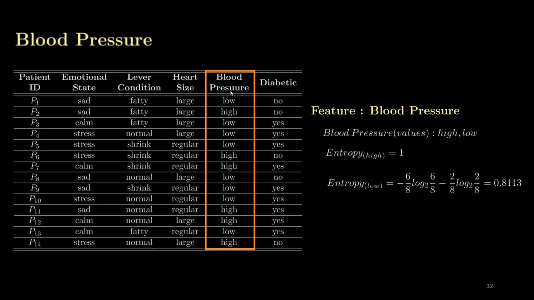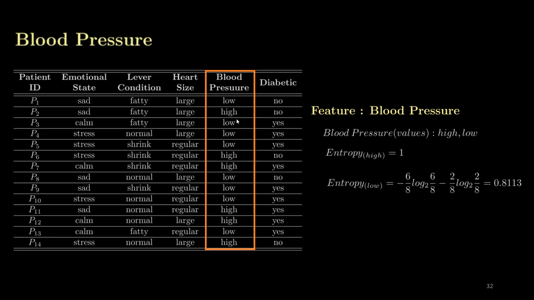Our last column is blood pressure. In blood pressure, we have 2 values, high and low. The entropy of high is 1. Why is the entropy of high 1? Let's calculate how many times high appears. 1, 2, 3, 4, 5, 6. So high appears 6 times.